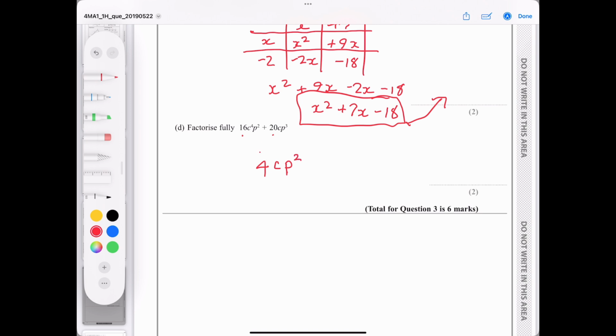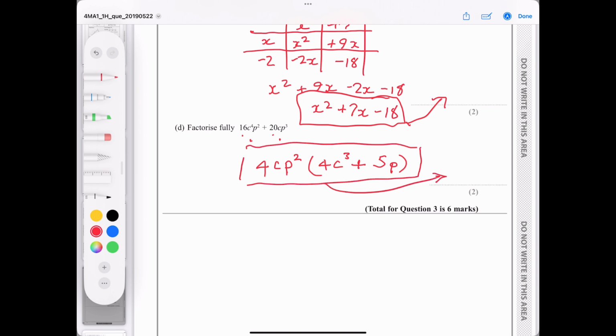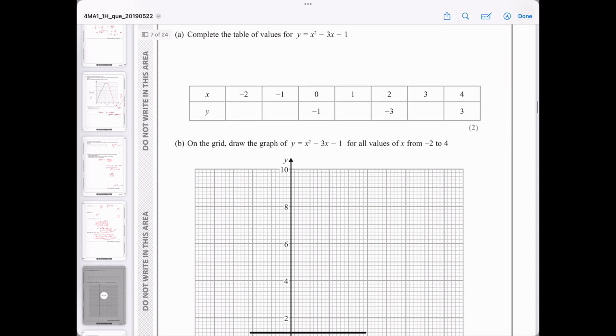Now, what they're asking is what do we times this by, 4cp squared, to get this and then this one. So you would times 4cp squared times 4c to the 3, and that's it, because you've already got the p squared. And then we add 5, and we've already got the c, so we add p. And that is our answer that goes in there. That doesn't require an awful lot of steps, does it? Right, there we go. Okay, complete the table for this.